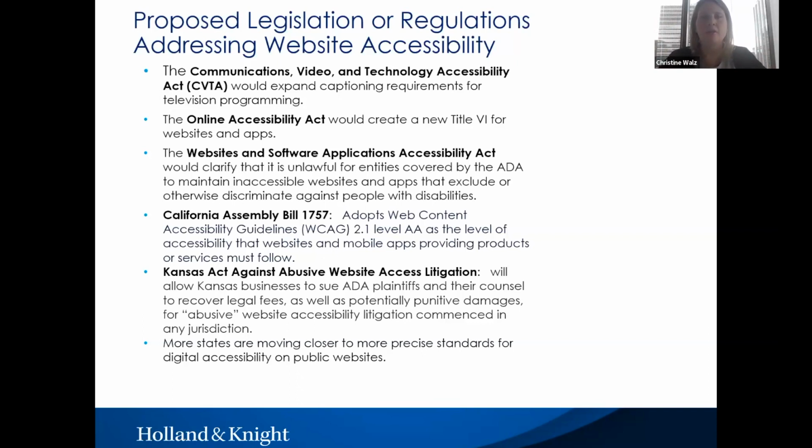But we are seeing some additional legislation and regulations being offered in order to put some more meat on the bones and explain exactly what is required for website accessibility. So up on the screen right now are a few laws that are in the works that would, for the most part, expand or clarify the requirements as they currently exist. And again, provide a little bit more structure to what the legal requirements are.